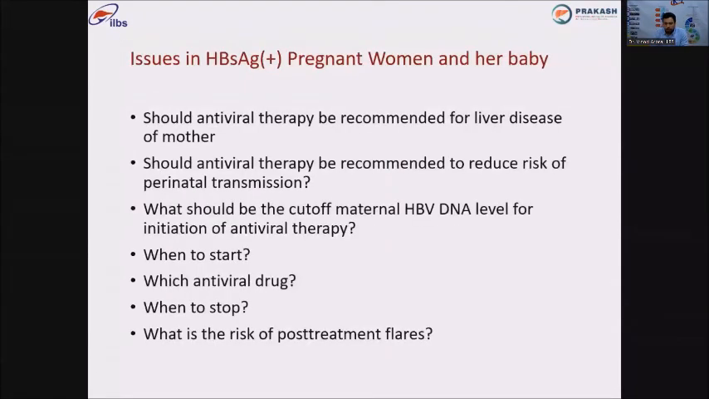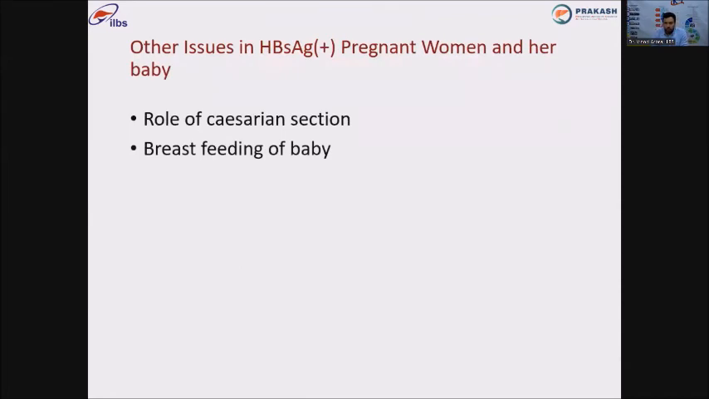So these are the issues which we commonly encounter with a pregnant female with hepatitis B and her baby. Should antivirals be recommended to all the patients with liver disease with hepatitis B? Should antivirals be recommended to reduce the risk of perinatal transmission? What should be the cutoff of maternal DNA level for initiation of antiviral, and when to start? Which antiviral should be given, when to stop, and what is the risk of post-treatment flares? Another issue is the role of cesarean section and breastfeeding of the baby.